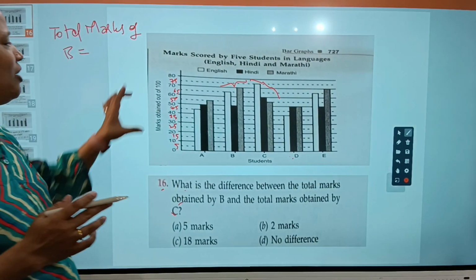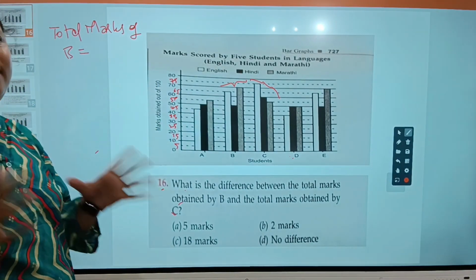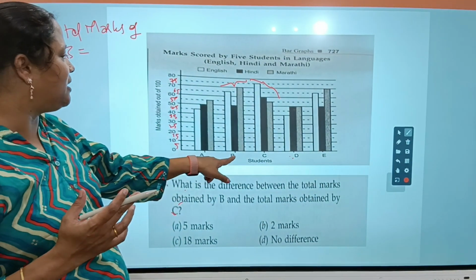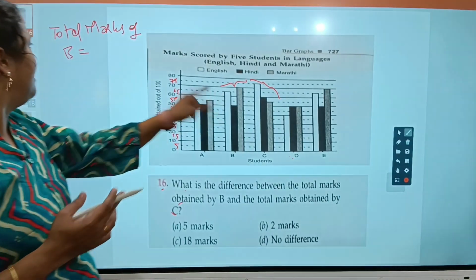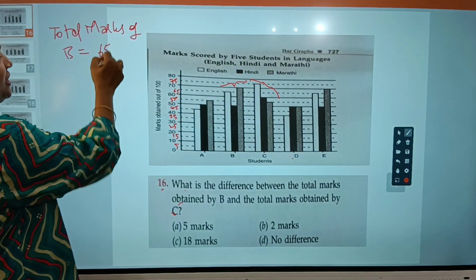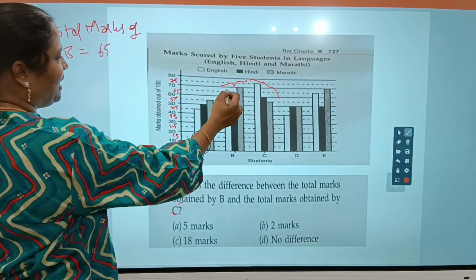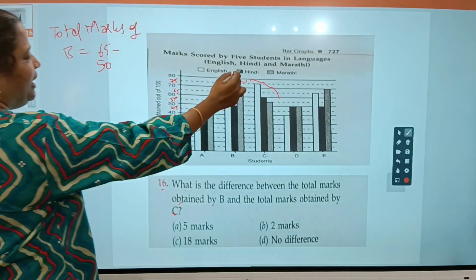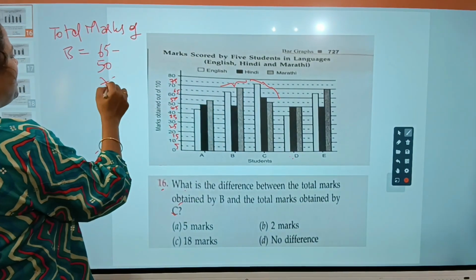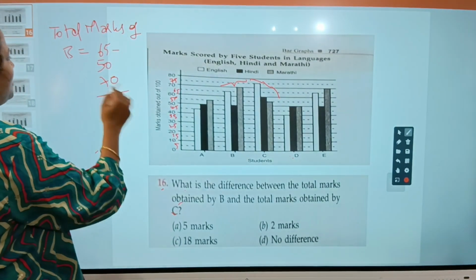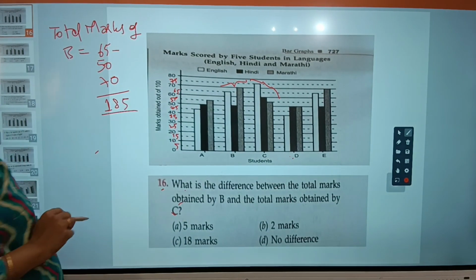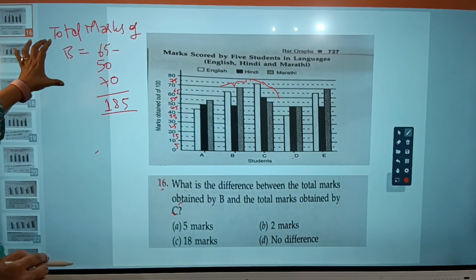On a 5 scale you have to see the graph, then only you will get the accurate marks of each student. Okay, so I will take B's marks. The total marks: 65 in English, 50 in Hindi and 70 he got in Marathi. So the total marks is 185.